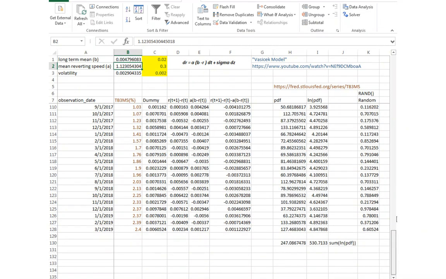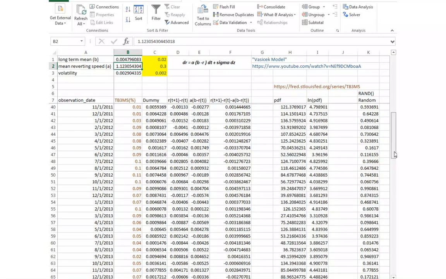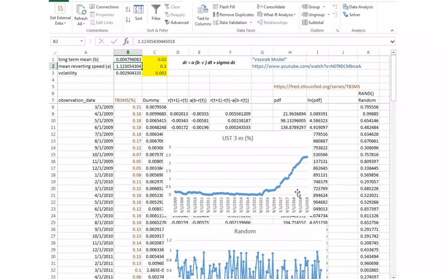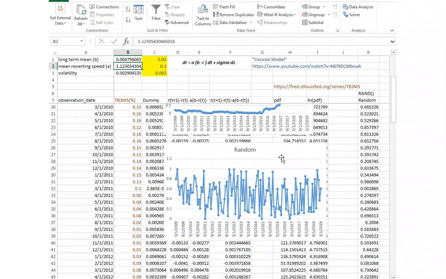And if we draw a graph for this dummy data, you can see the numbers keep jumping up and down and show a lot of reverting pattern here. And that's why the mean reverting speed is 1.123. It's not zero anymore.